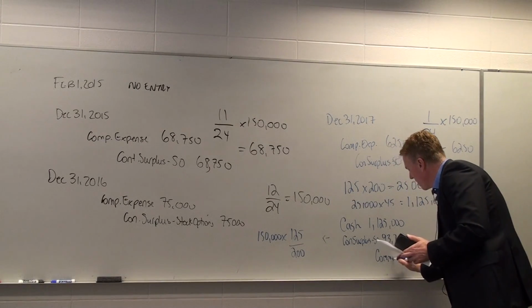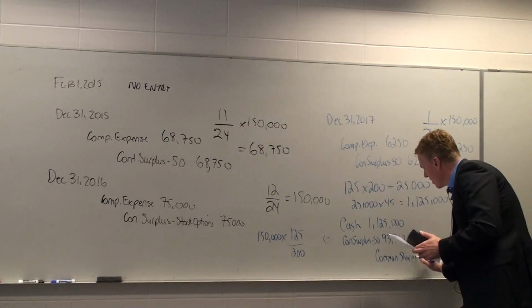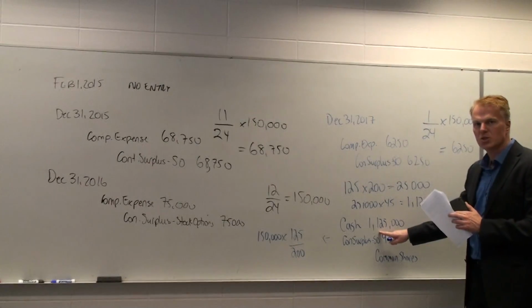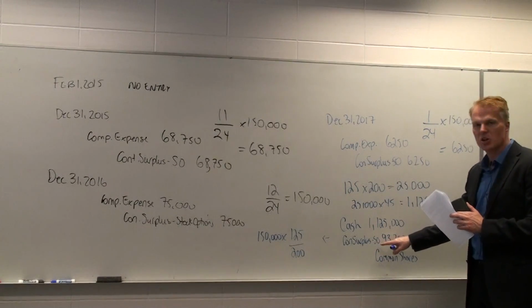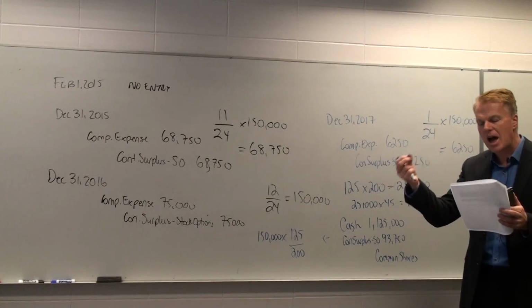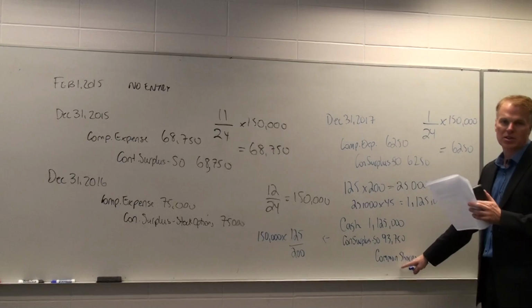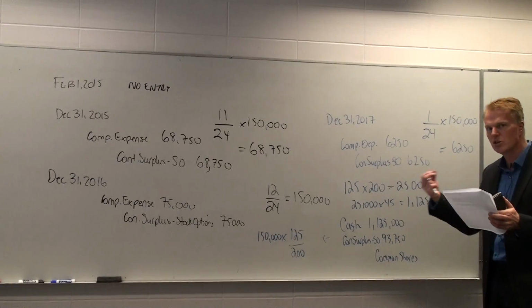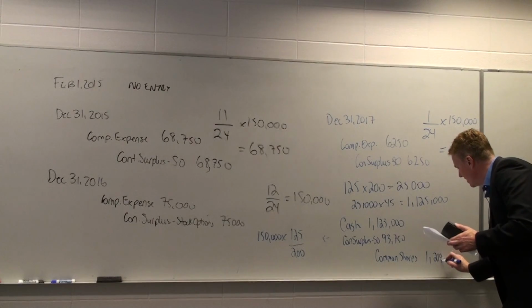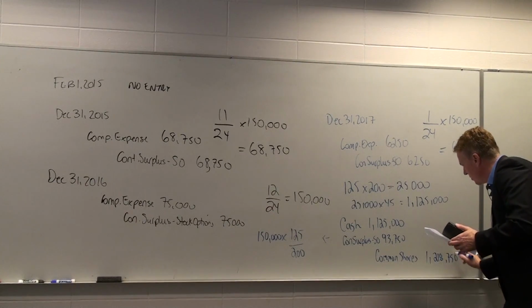So when we put this together, we are going to have debit cash, 1,125,000, and contributed surplus stock options, 93,750, on the debit side. Add those together, that's the amount that we're going to give to our common shares and attribute to that. That'll be 1,218,750.